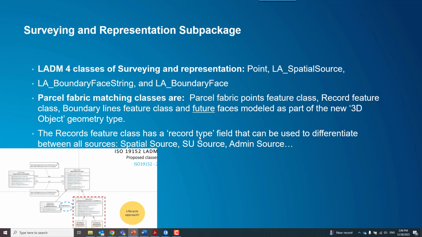We have customers using it sometimes to designate the transaction type. Was this a subdivision, a merge, a split, a court order, and so on? But it could also be, like the proposed classes in the next version of LADM, for a life cycle approach. This is a planned parcel, right? And we have customers also using that for that reason. They call it preliminary parcel.